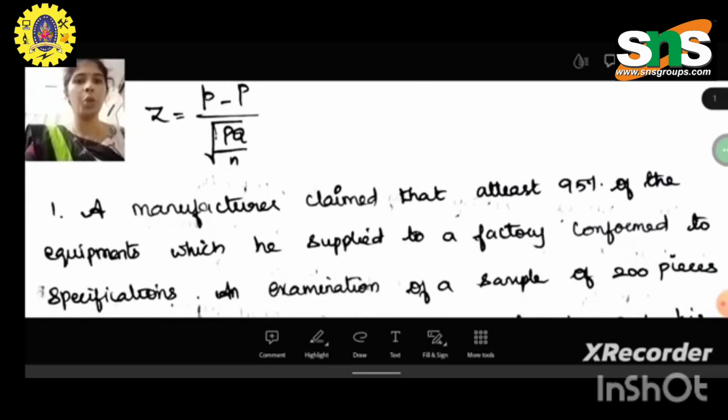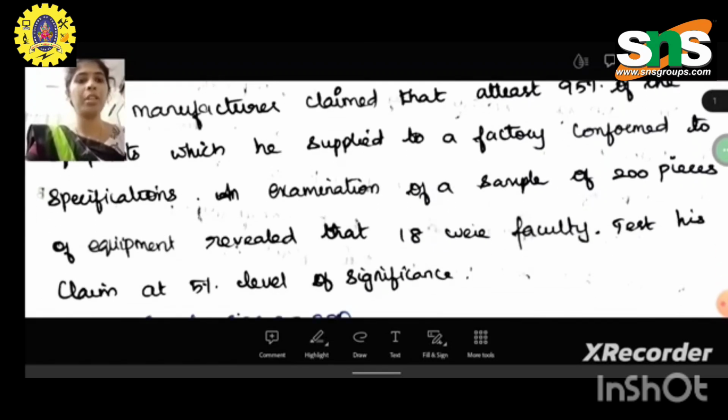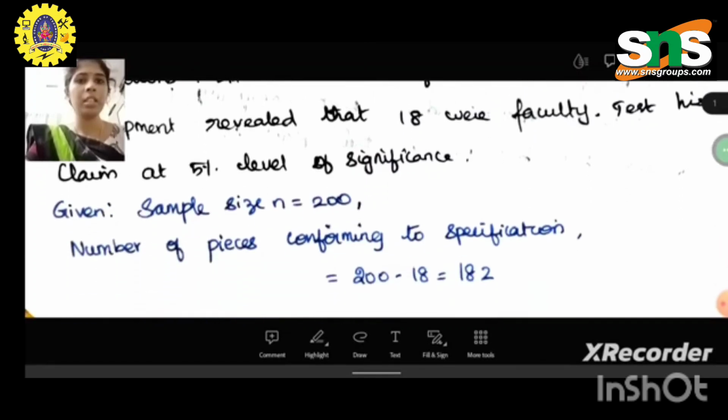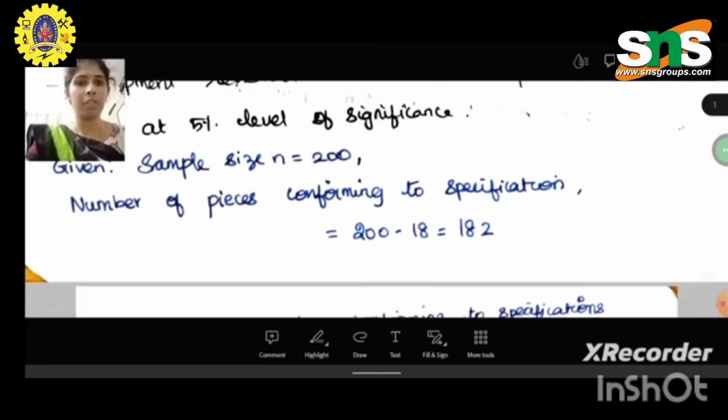Here the first problem is a manufacturer claimed that at least 95% of the equipments which he supplied to a factory conform to specifications. An examination of a sample of 200 pieces of equipments revealed that 18 were failures. Test this claim at 5% level of significance.